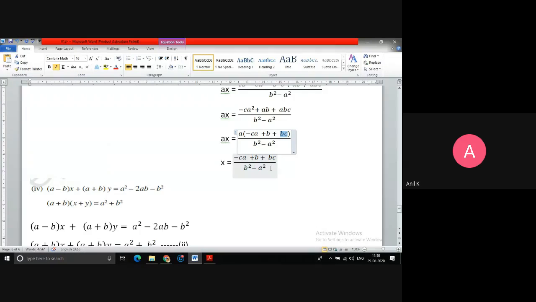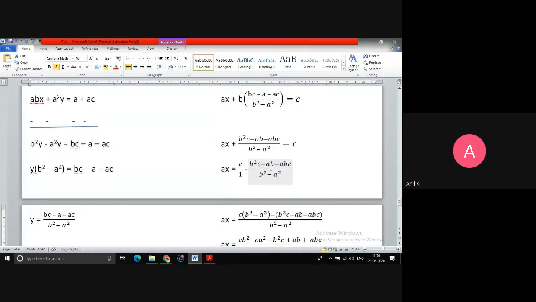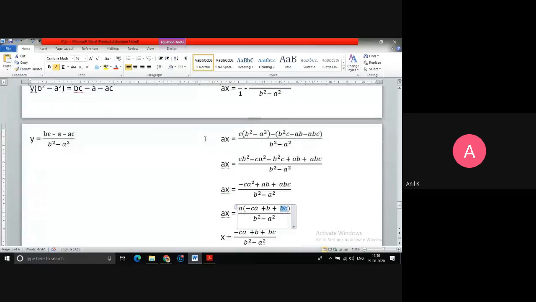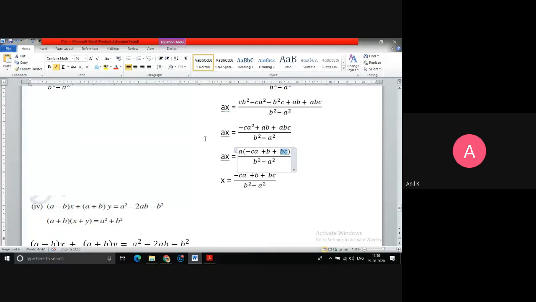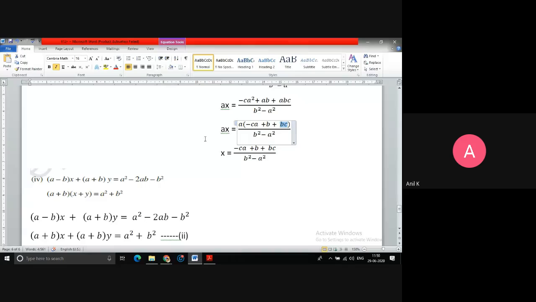So this is the value of x. These questions are a little bit tricky; you have to be a master, or very good at LCM with the negative signs and opening the brackets. Only then can you solve it. Otherwise you make many mistakes.